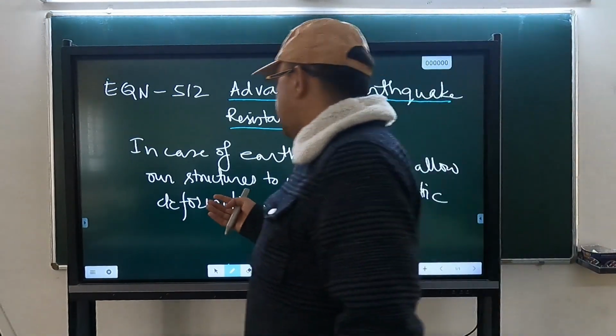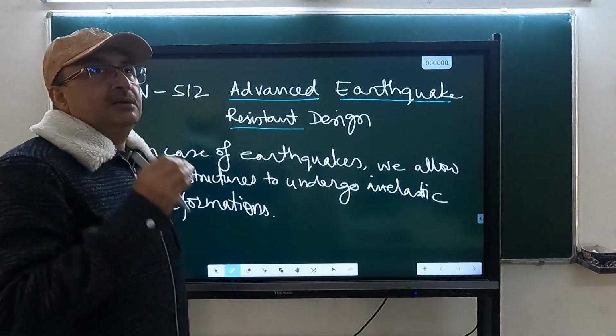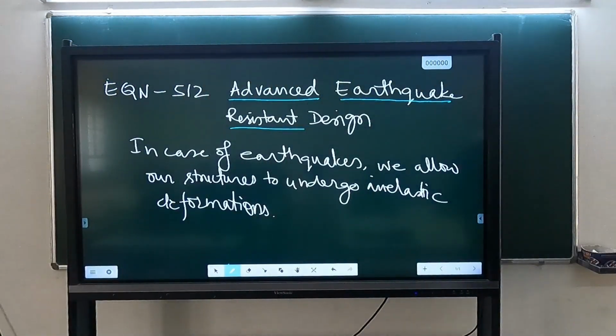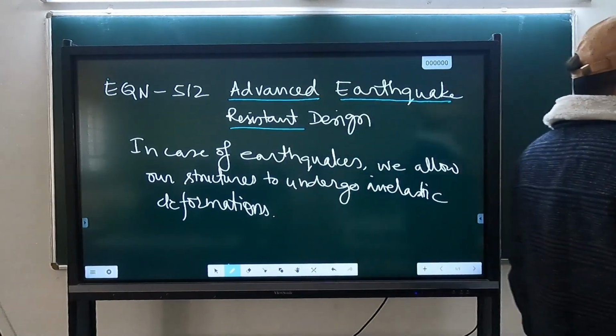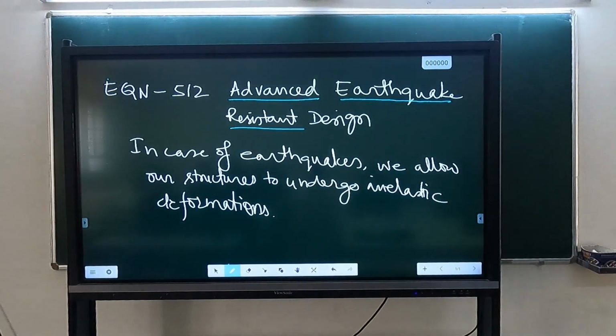So other than blast load or missile impact load, the structure remains elastic. Wind load, dead load, live load. We keep it so even under hydrostatic load. If I am designing a water tank, then there is a hydrostatic pressure also. Even under that pressure, we keep our structure to remain elastic. Only under earthquake load, we allow our structure to undergo inelastic deformations. First of all, why do we allow it only in case of earthquake?